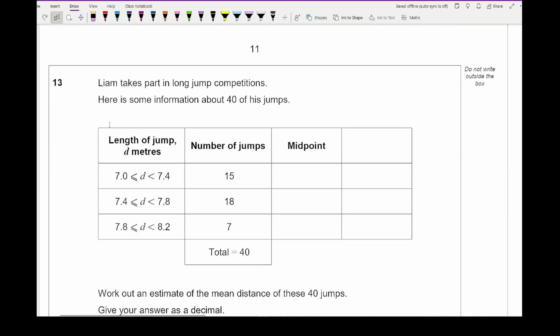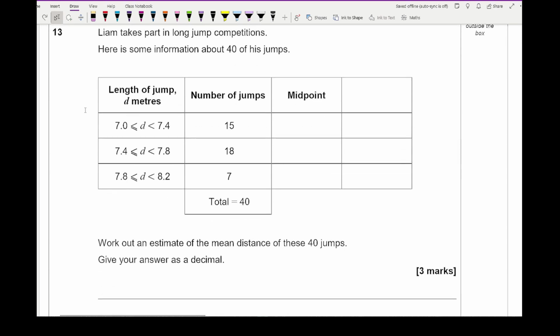Moving on to question 30, it says Liam takes part in long jump competitions. Here is some of the information about 40 of his jumps, and the question is asking us to work out the estimate of the mean distance of these 40 jumps. So first things first, we need to work out the midpoint between the boundaries. To work out the midpoint, you just add the lower bound and the upper bound together and divide by 2. So that's going to be 7.2, this is going to be 7.6, and this is going to be 8.0.